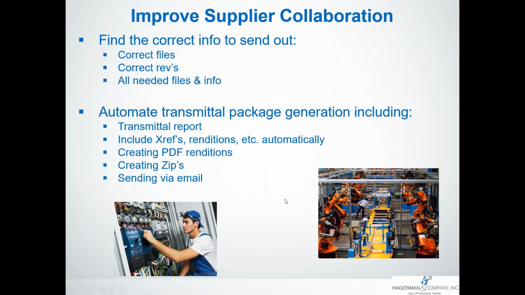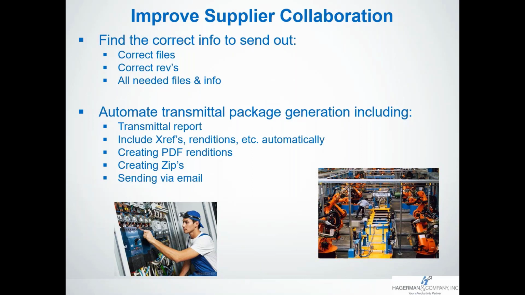Improving supplier collaboration, and there's a lot of ways to look at this from an ROI standpoint or features and benefits. So obviously, one key to supplier collaboration is just making sure you're getting the correct info out to them. The correct files, the correct revision of each file, and then getting all of the needed files and information, especially if you're in CAD, if you're dealing with XREF and hybrid raster vector files and those kinds of things.